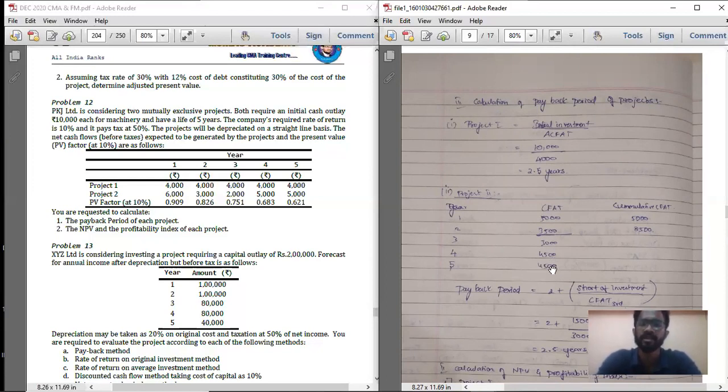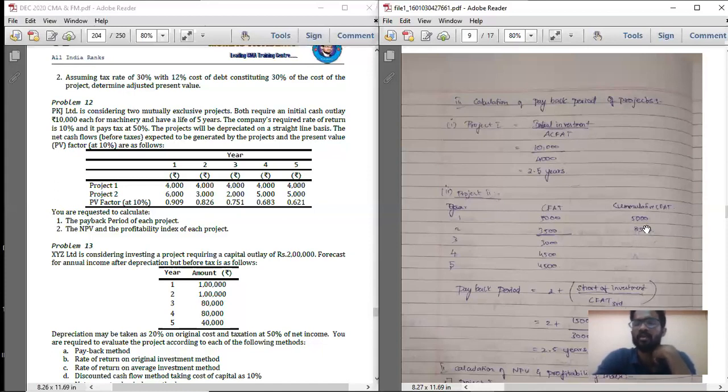How did we find the CFAT? Just PBT minus tax, you are getting profit after tax. On that, if you add depreciation, you are getting CFAT. So you are copying the CFAT here in project 2 for calculating the payback period. For payback period and NPV, you should always use CFAT. You should not use profit after tax. So CFAT we calculated. Now how to calculate cumulative CFAT? We saw in the previous problem itself. For year 1, whatever is the CFAT, same will be the cumulative CFAT. And for year 2, year 1 cumulative CFAT plus year 2 CFAT, you will get year 2 cumulative CFAT. So here 5,000 is the year 1 CFAT, so that will be the cumulative CFAT also. So in respect of year 1 cumulative CFAT, record 5,000.